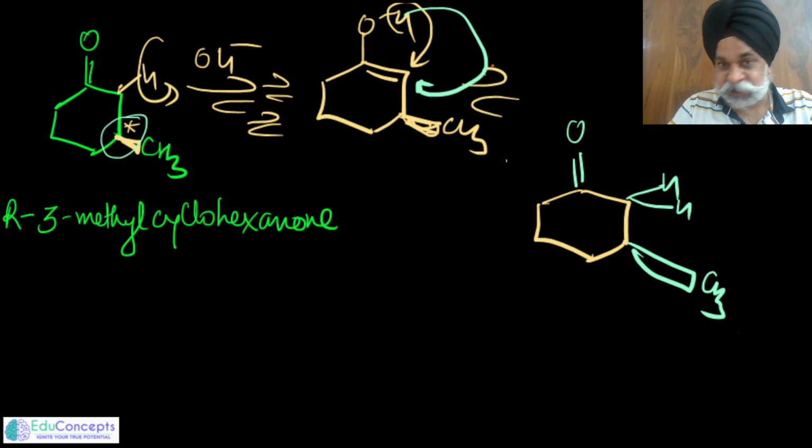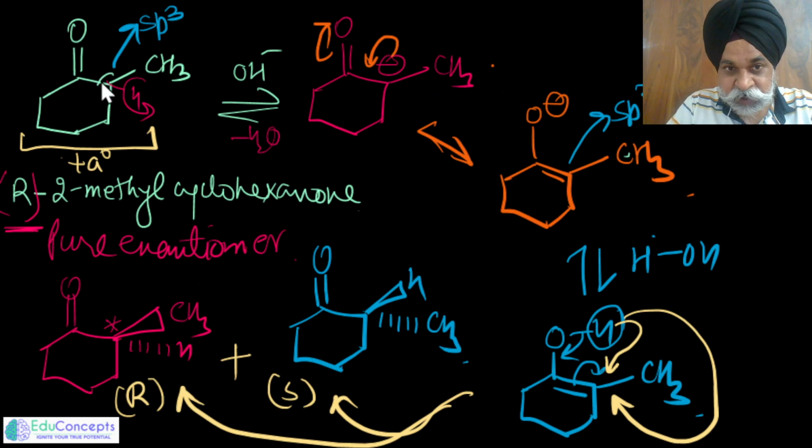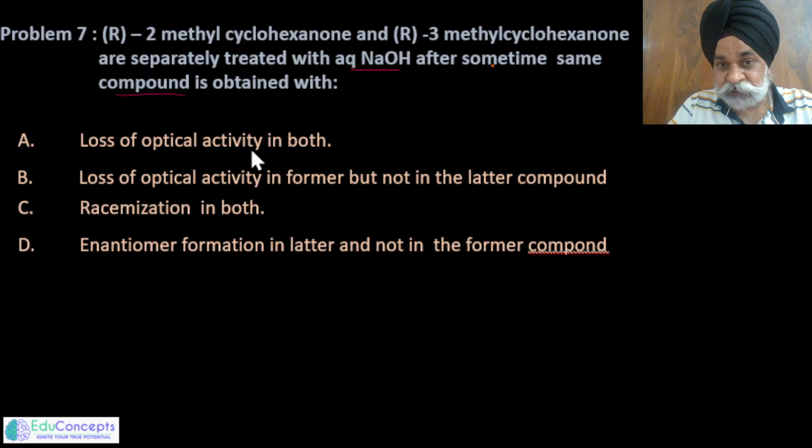But in the previous case which we have shown here, this carbon went from sp3 to sp2. That is why the problem came. So that is why the H positive could attack from upper side or lower side of that negatively charged species. So the point here is, what answer do we get here? Loss of optical activity in both? No, it would not be. Loss of optical activity in the former. Former is this one. And not in the latter. So this seems like a correct one.